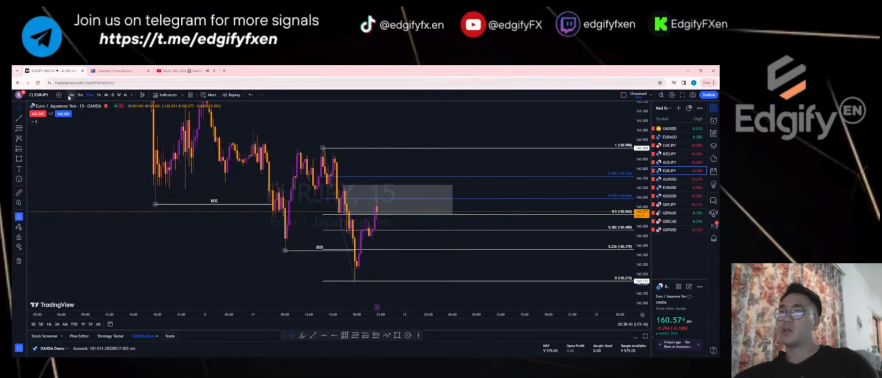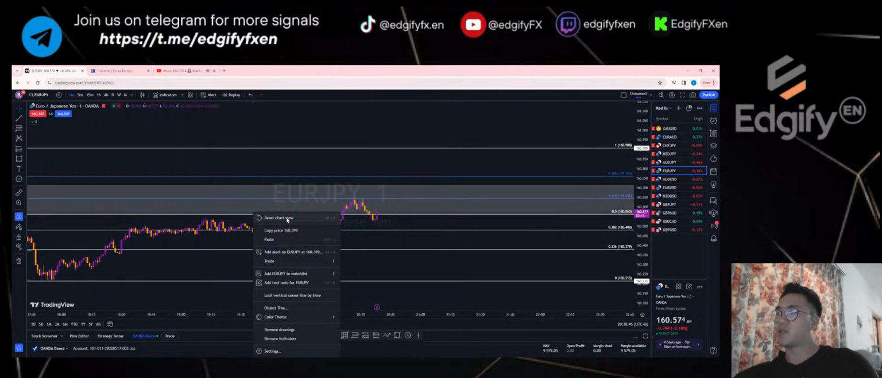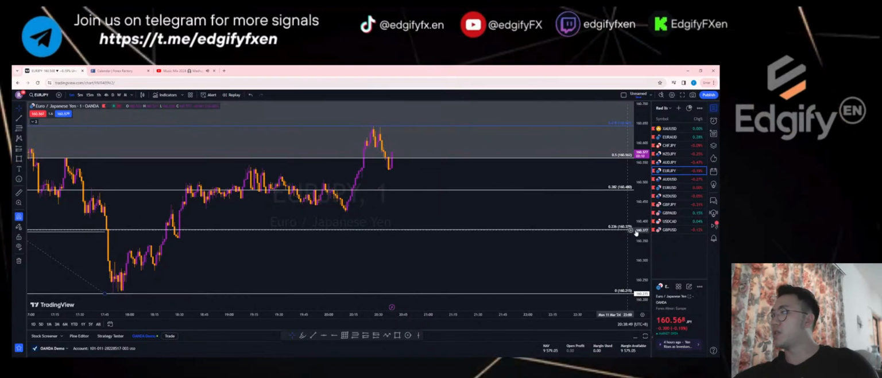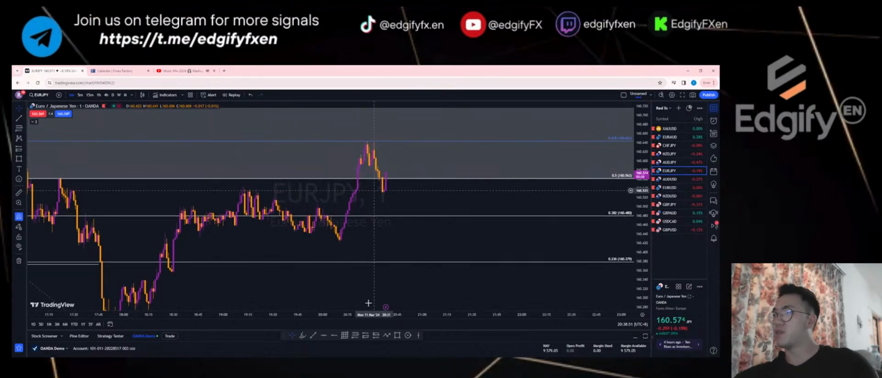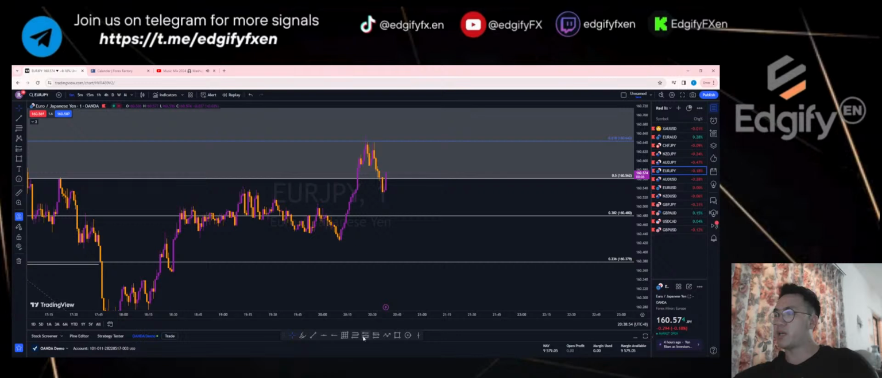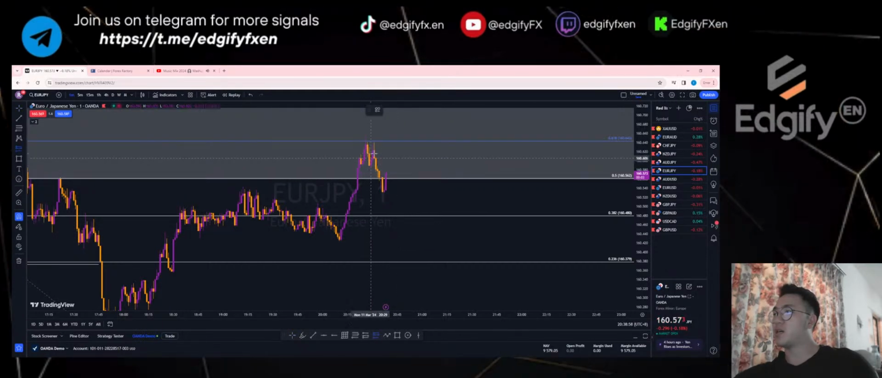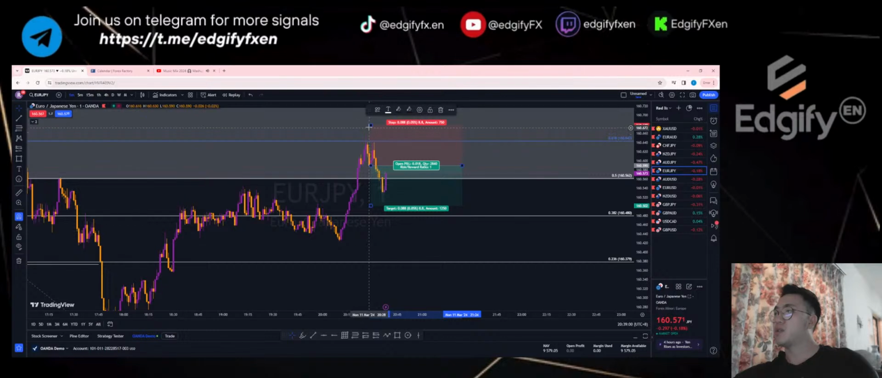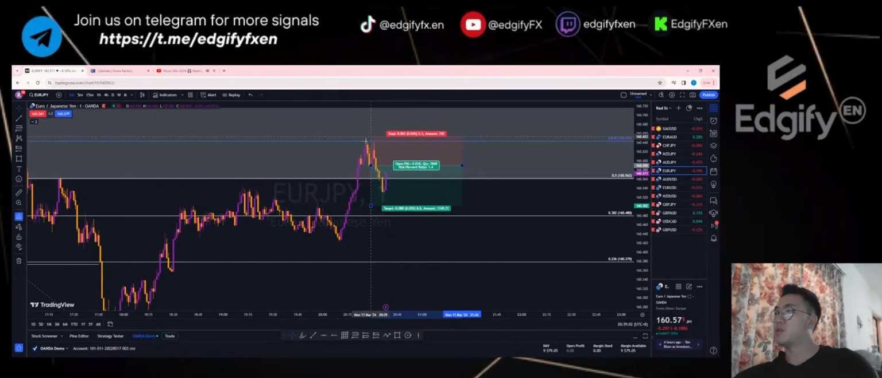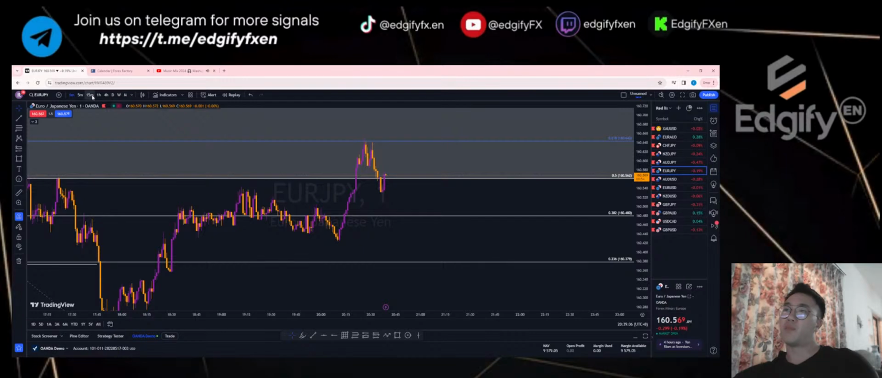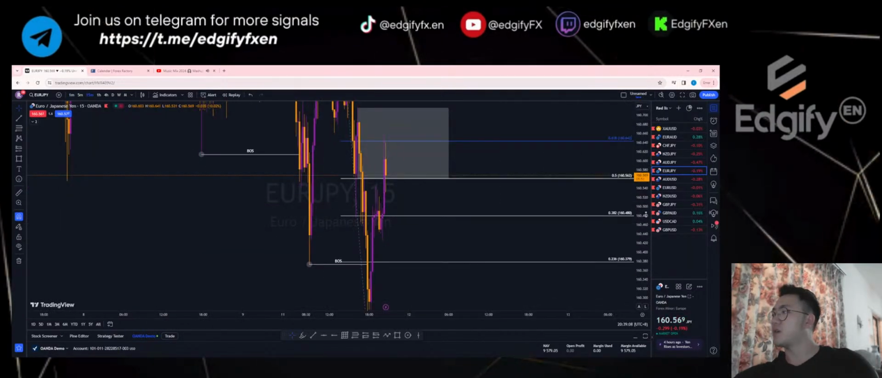So if you're going to be very aggressive, the price has already left. Maybe these two candles here engulf, you get in somewhere here, your stops here, and TP all the way down. It has already left. But I'm not going to be that aggressive.